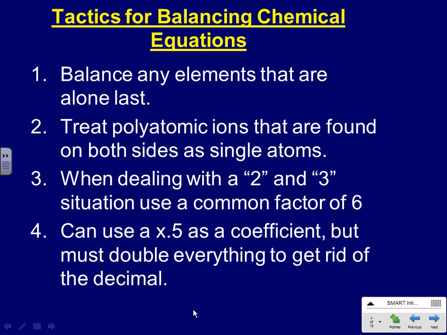In terms of this first one, why would I balance something that's alone last? Why would I leave it to the end? What do you think, Emily? You're exactly correct. They're the easiest to change, but why is it the easiest to change? Yep. You can give it any coefficient without changing the other one. Exactly. You can give it whatever coefficient without messing anything else up. So leave it last. Okay, let's do some examples.